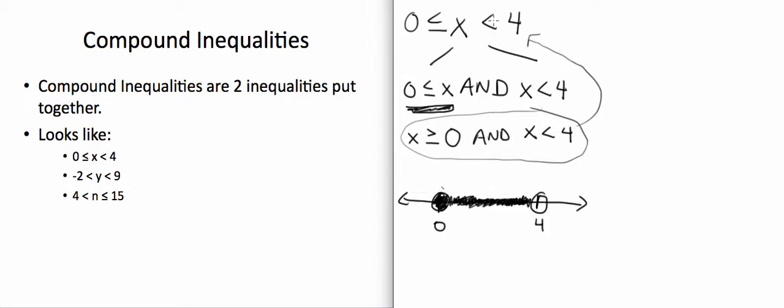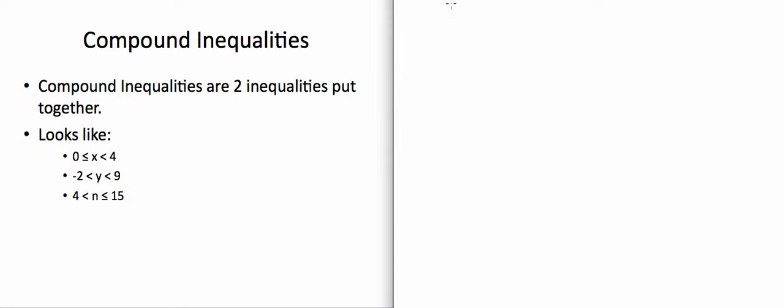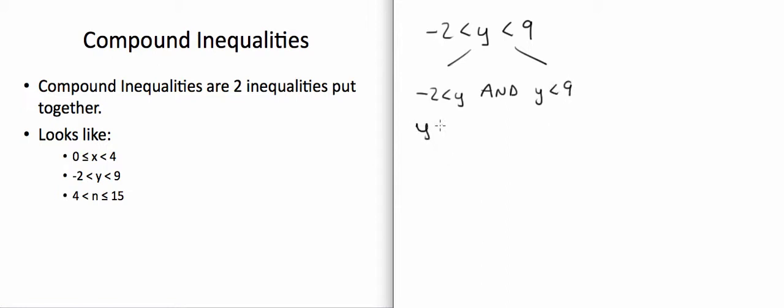And so what this is saying is this number x has to be between 0 and 4 in order for it to work. Okay, so let's take a look at the second example. We have -2 is less than y, and that's less than 9. So when we break this down into our two inequalities, we have -2 is less than y, and y is less than 9. We flip our first inequality.